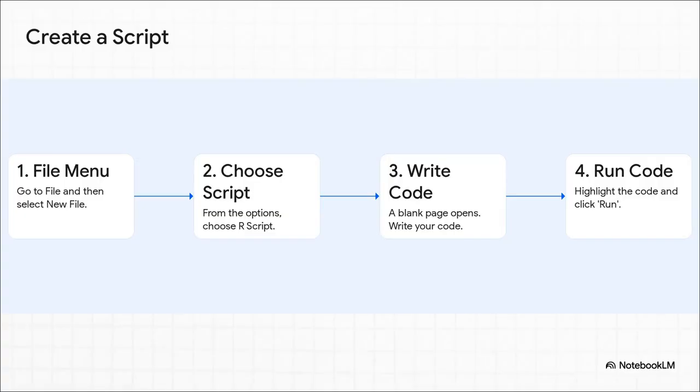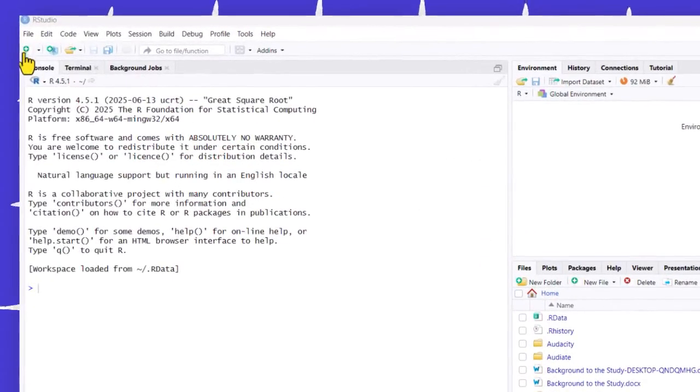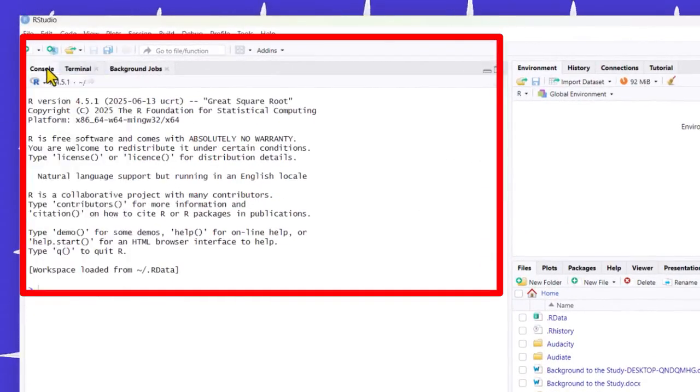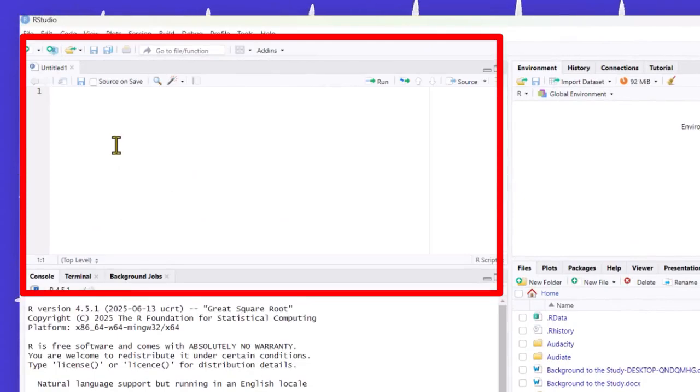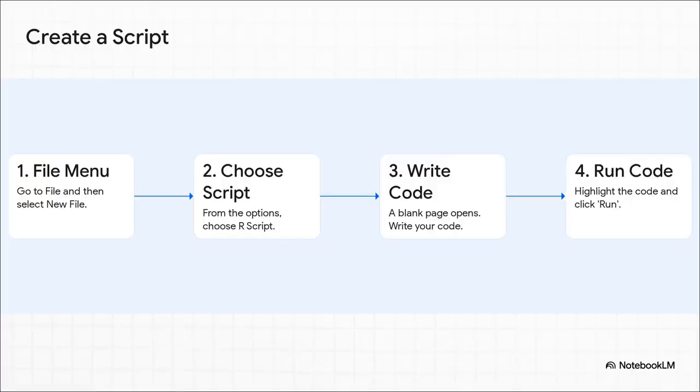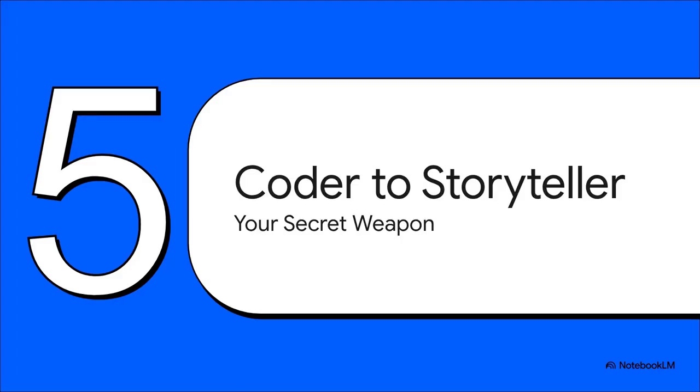So let's do it. Let's create your first script. It is so easy. In RStudio, you just go up to the File menu, select New File, and then choose R Script. A blank page is going to open up in your script editor. That's your canvas. You type your code there, highlight it, and press the Run button. Your code runs in the console below, but the instructions, your permanent record, stay safe and sound right there in the script.